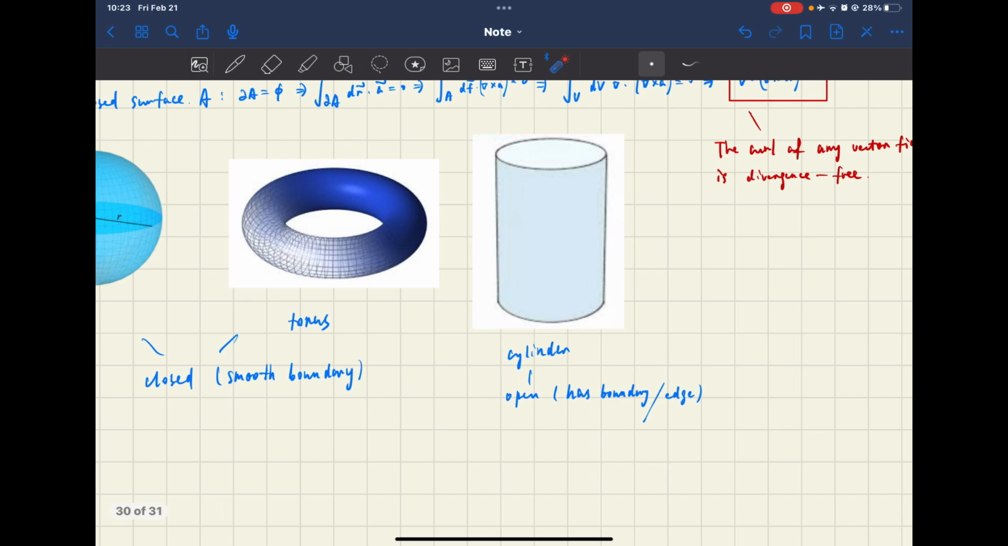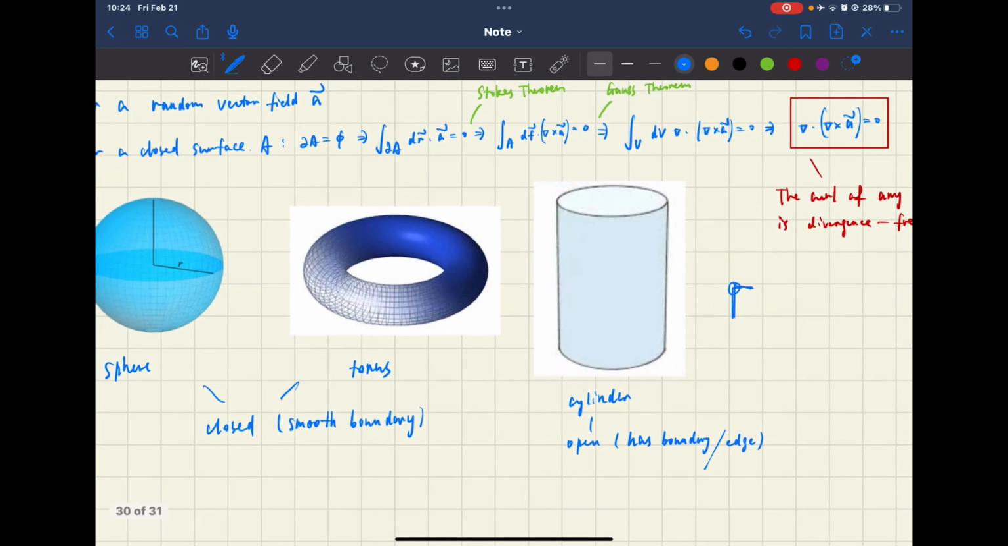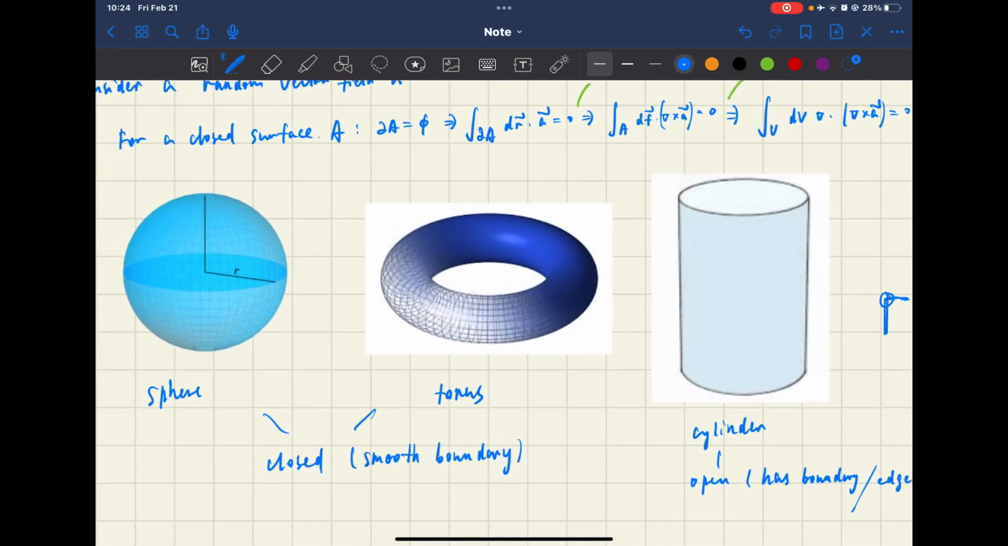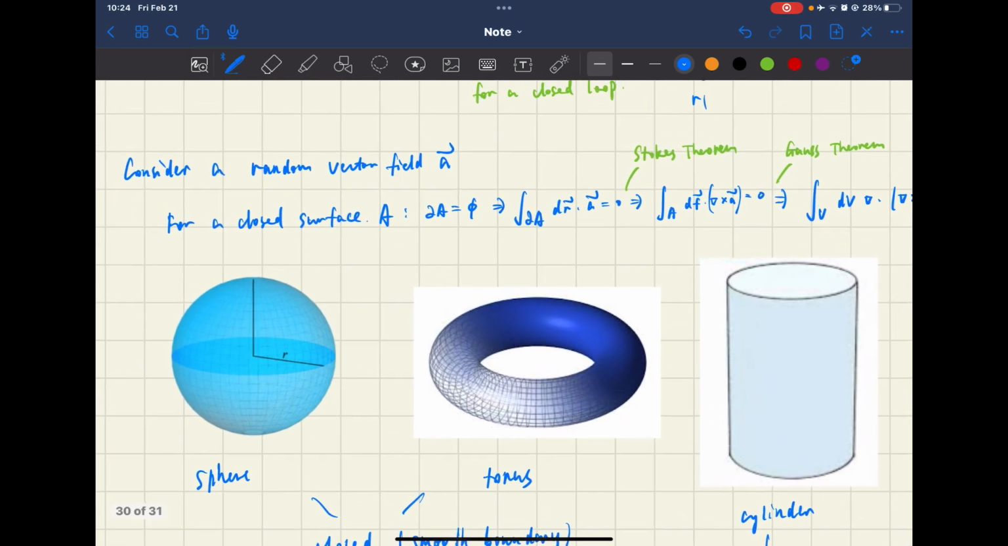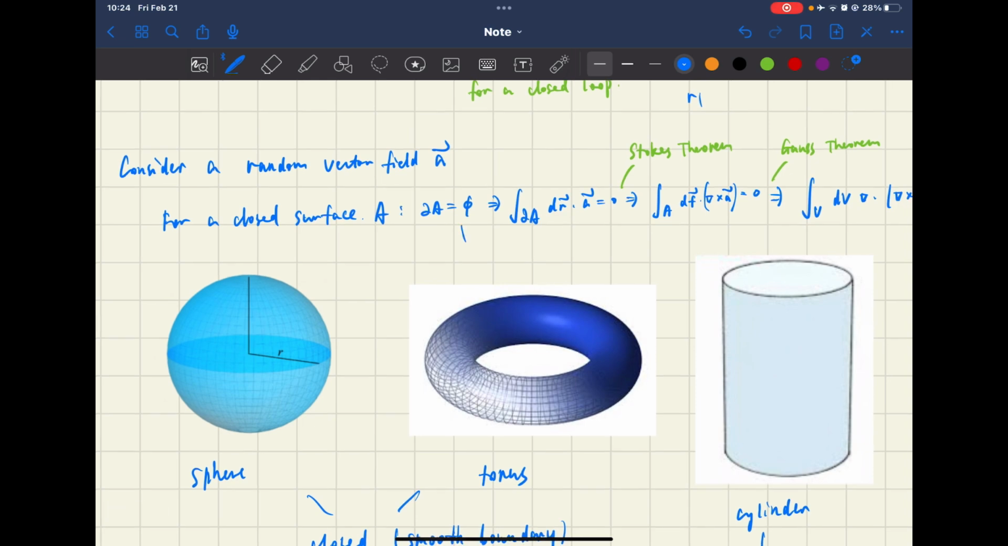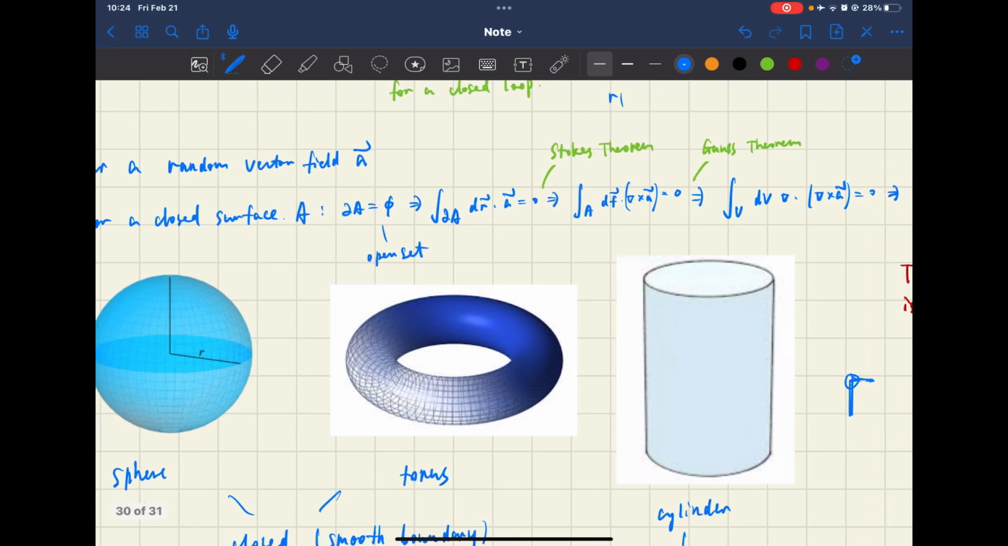However, consider a cylinder. A cylinder has sharp edges. If you touch your hand on this edge, there will be a right angle. If you look at it from the front, it'll be a right triangle. So it's sharp, it's not smooth. It has an edge, so we call this an open surface, the surface of the cylinder is an open surface. So for a closed surface, the boundary will be 0. Strictly speaking, it's like an open set in topology. Since we're integrating over such a set, the result would naturally be 0.